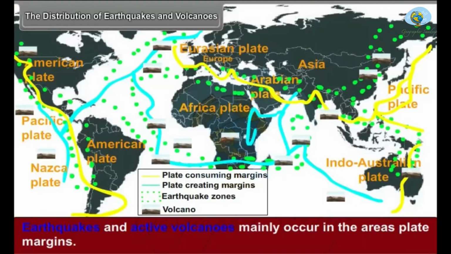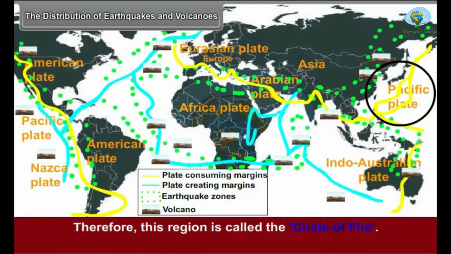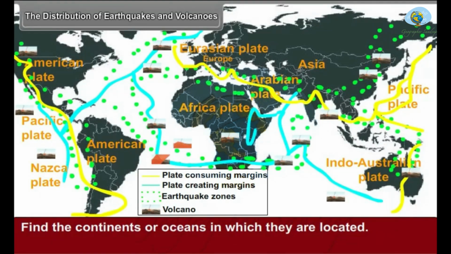The distribution of earthquakes and volcanoes. Earthquakes and active volcanoes mainly occur in the areas of plate margins. Active volcanoes are mainly distributed around the Pacific Ocean. Therefore, this region is called the Circle of Fire. Figure 6.5 shows the global distribution of earthquakes and volcanoes. A few major volcanoes are named in the figure. Find the continents or oceans in which they are located.